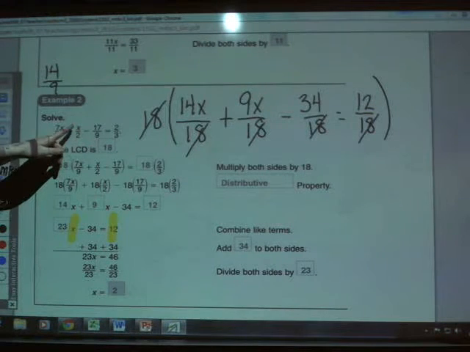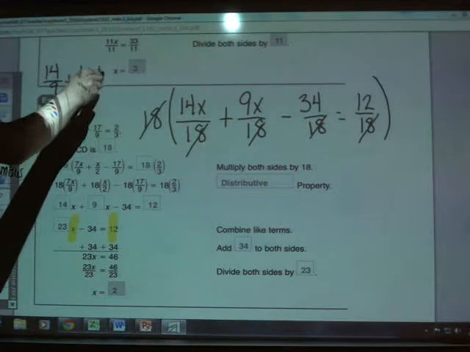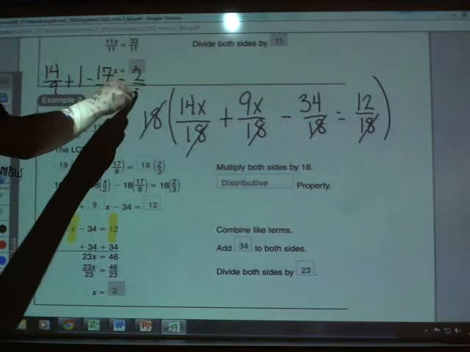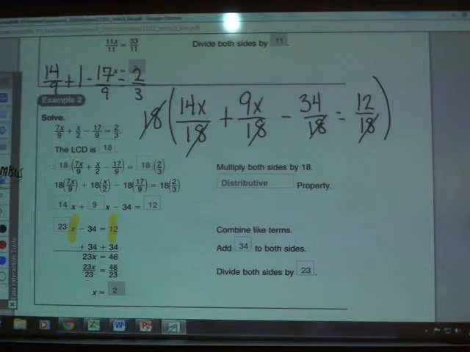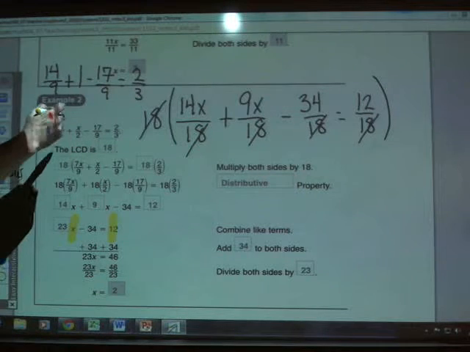This one is going to change into 2 over 2, or 1. That's not bad. Minus the 17 ninths has to equal 2/3. Of course, these last two don't have any x's in it, so I don't have to fix anything there. Well, 14 ninths minus the 17 ninths, that's going to give me, in this case, negative 3 ninths.